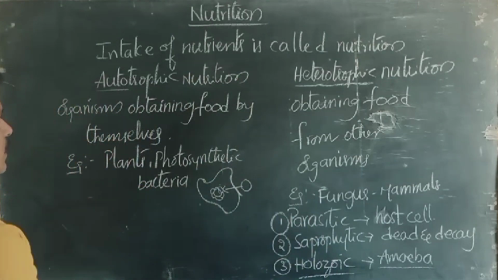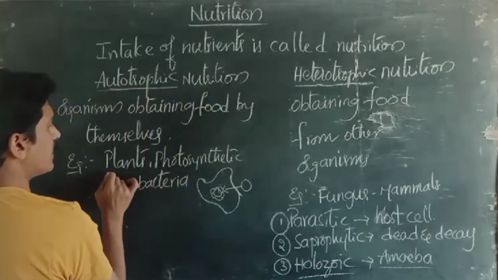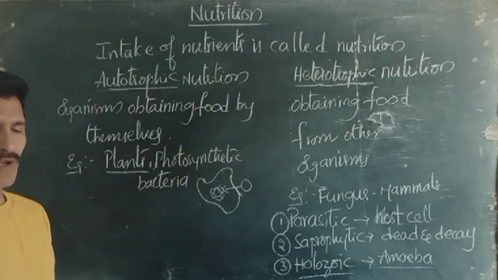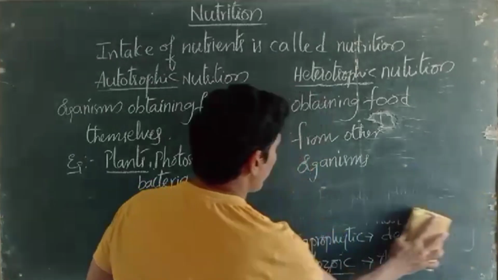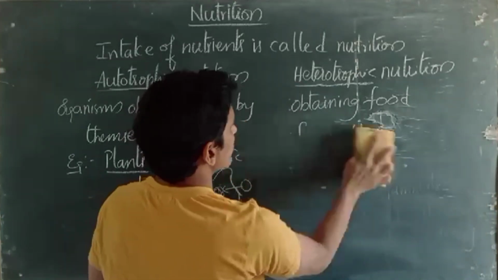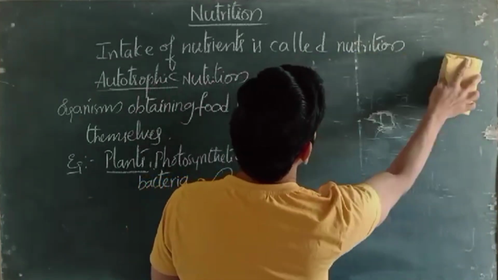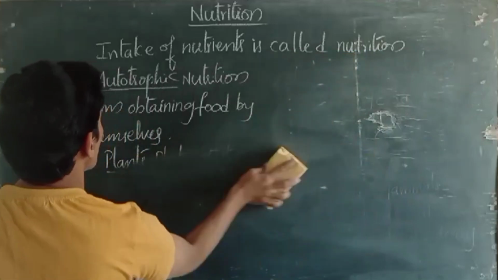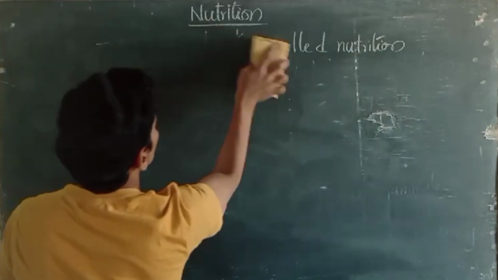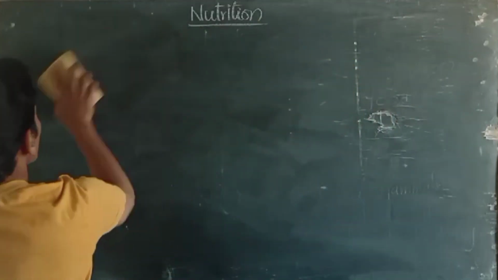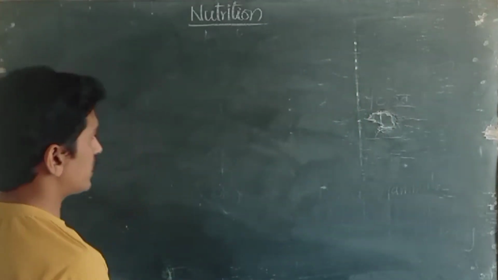And coming to autotrophic nutrition performed by plants. Autotrophic nutrition performed by plants is called photosynthesis. We'll see that.